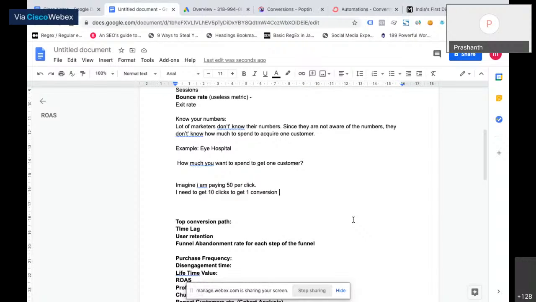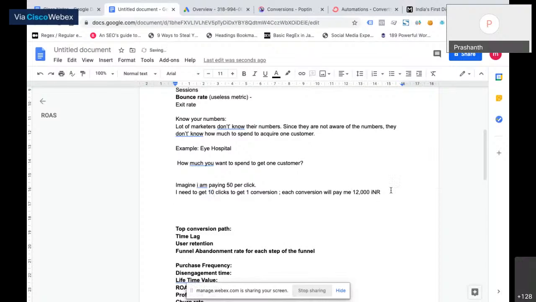It does not work for every business model. It depends on business model to business model. But I am saying, assuming a conversion rate of 10%. That means from every 10 people who visit my site, one person buys. And each person who's clicking on my ad, I pay 50 rupees. How many clicks do I need to get? I need to get 10 clicks to get one conversion. And each conversion, imagine, pays me 12,000 rupees. Every customer who comes and buys a service from me pays me 12,000 rupees. But to get that one customer, I have to get 10 clicks, and each click is costing me 50. So the cost is 50 rupees into 10 clicks, which is 500 rupees.